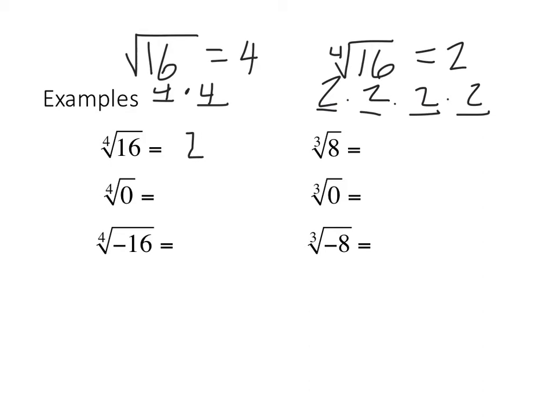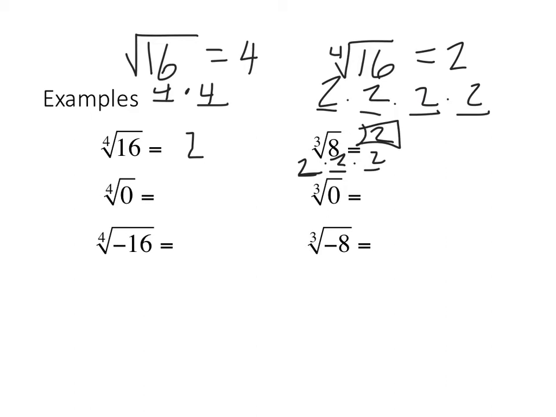Same kind of concept if we're doing the cube root of 8. What thing multiplied by itself 3 times is going to give me 8? If we look at that, what thing was cubed to get 8? It was 2 cubed that gave me 8. So 2 times 2 times 2 gives us 8. So the answer of the cube root of 8 is just 2.